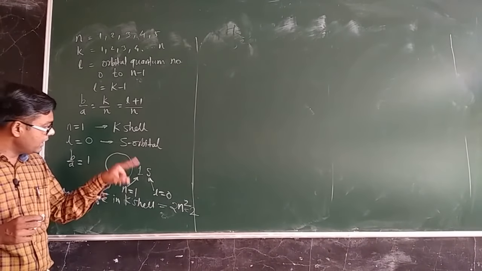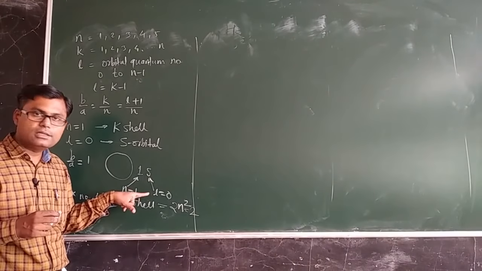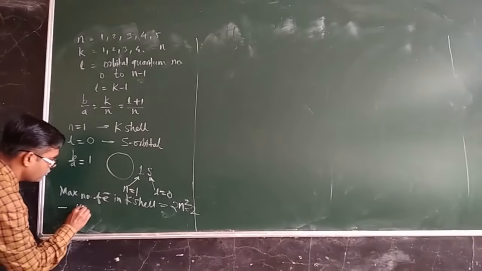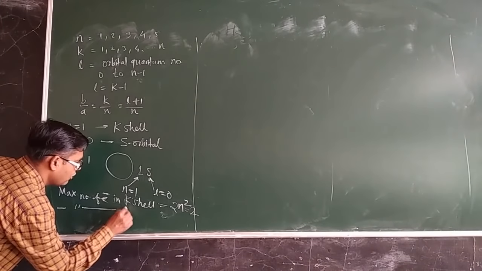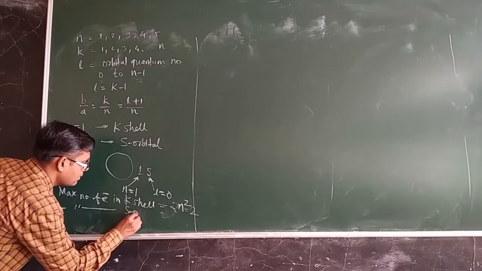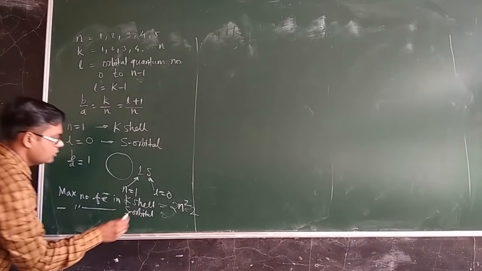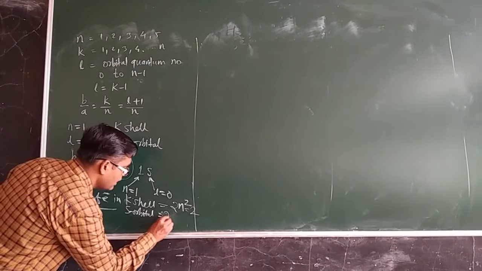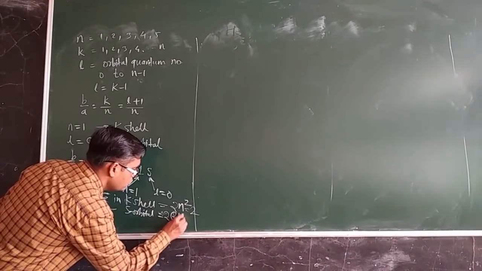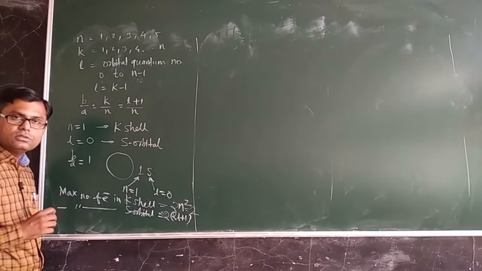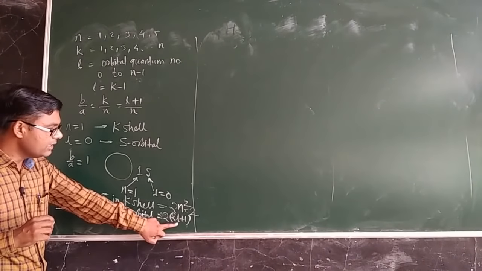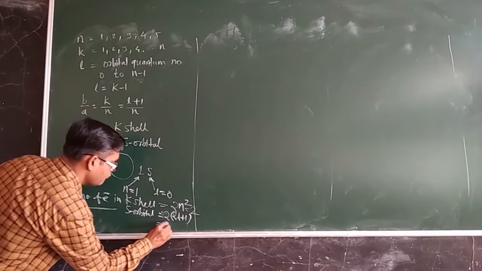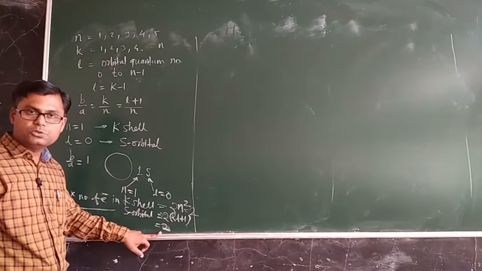But the first orbit also has a subshell, a suborbital also. So how many electrons will be there in the suborbital? The maximum number of electrons in s orbital, or 1s orbital to be very precise, has the formula 2 into 2l plus 1. Here the value of L is equal to 0, and therefore the maximum number of electrons in 1s orbital comes out to be 2.